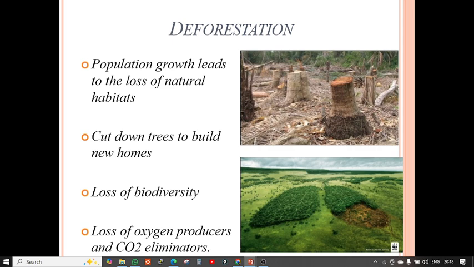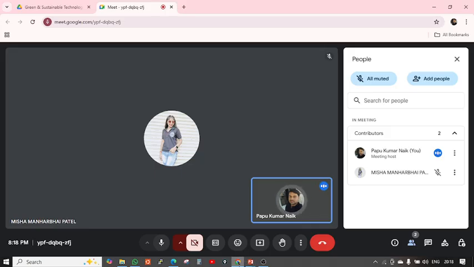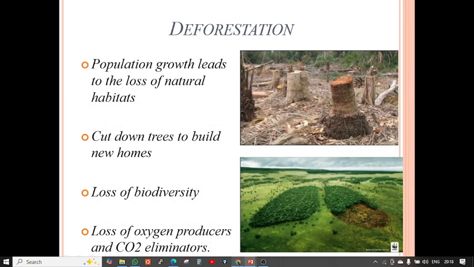And next is deforestation, which is the cutting down of trees. So nowadays the population is increasing hugely. So due to the population increase, in order to build their homes, and to build various kinds of industries, or due to the need for land, we are cutting down the forest, and we are building different kinds of things. So cutting down the trees or cutting down the forest is called deforestation.